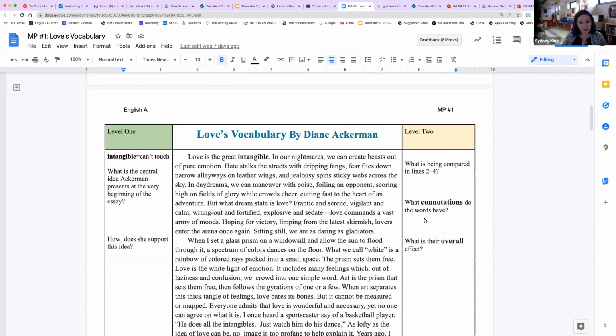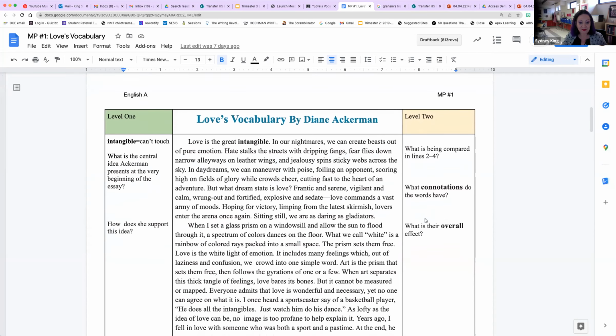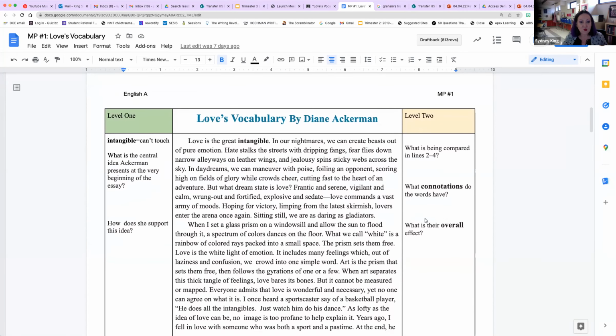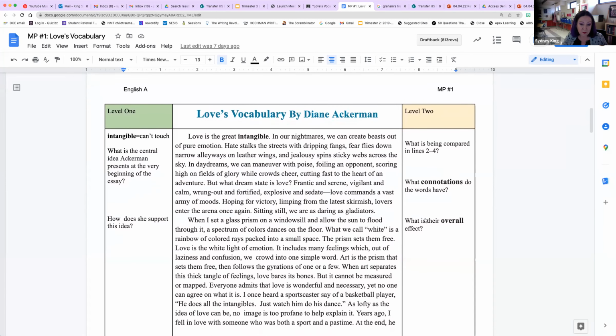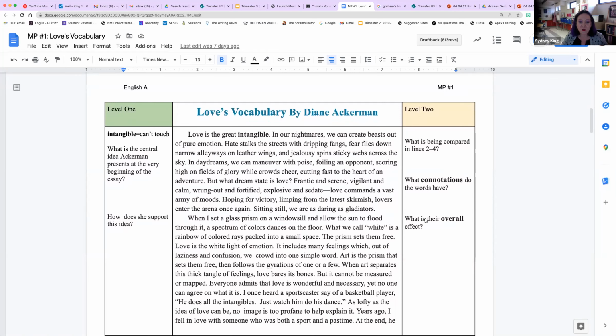Love's Vocabulary by Diane Ackerman. Love is the great intangible. In our nightmares, we can create beasts out of pure emotion. Hate stalks the streets with dripping fangs. Fear flies down narrow alleyways on leather wings, and jealousy spins sticky webs across the sky.